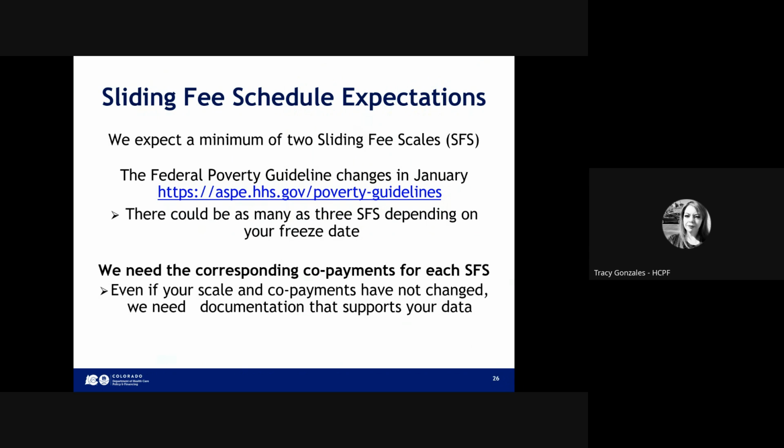So, as an example, if you have chosen May 1st, 2026 as your freeze date, then your sliding fee scale should cover from January 1st, 2025, all the way through May 1st, 2026. Please make sure that your sliding fee scales include the time frame that they are effective. We also need corresponding copayments for each sliding fee scale. And even if your scale and copayments have not changed, we still need documentation to support your data.